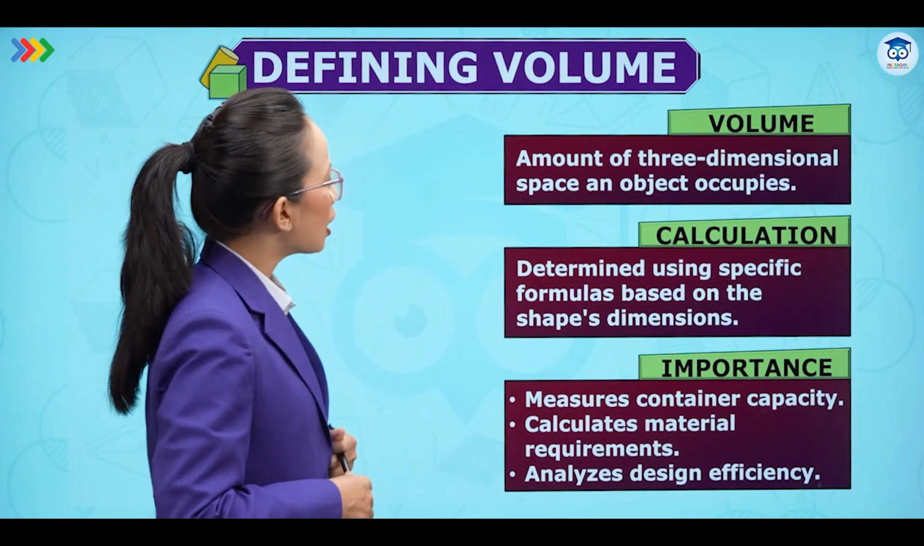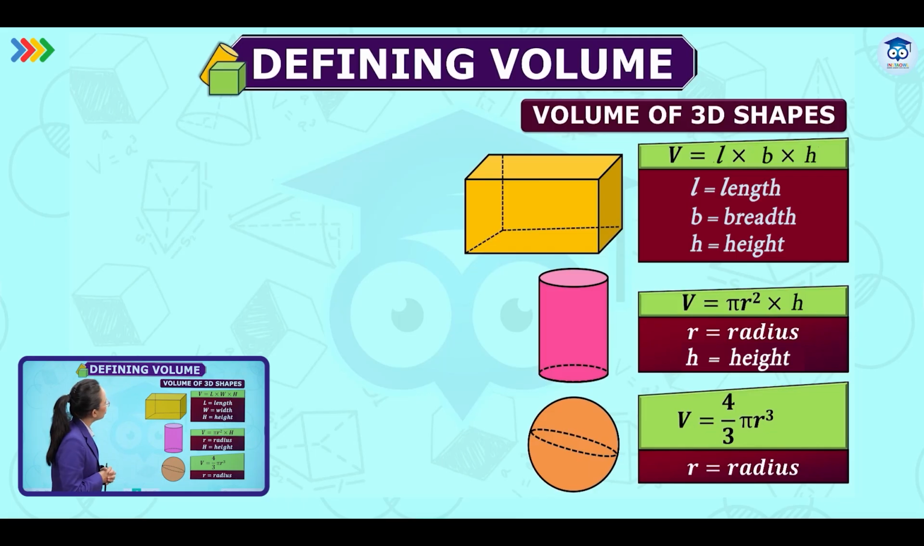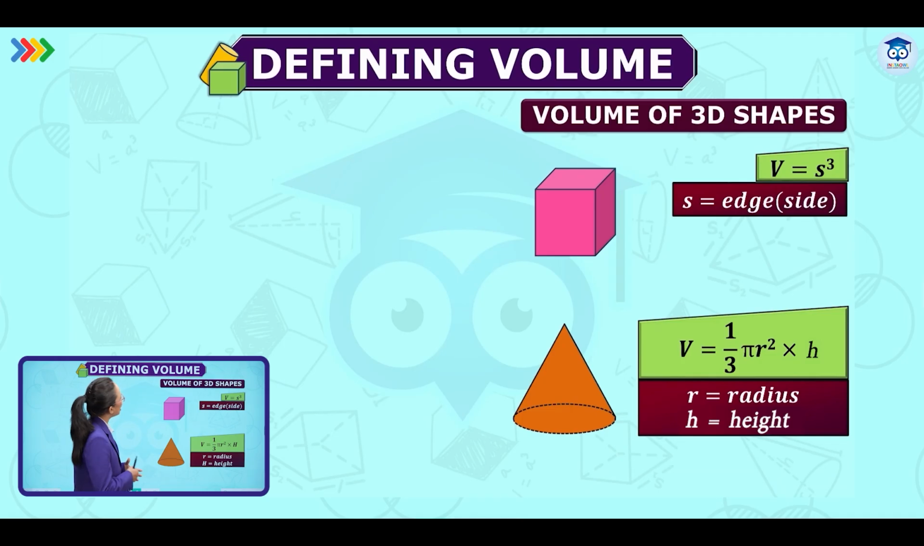Okay. Now we know the volume of a cuboid, that is length into breadth into height, right? We know the volume of a cylinder, which is pi r square into h. h is the height of the cylinder, r is the radius, and the volume of the sphere, which is 4/3 pi r cube. Now we have the volume of a cube, so that is nothing but side cube, or h cube you can define. And then volume of the cone, this is 1/3 pi r square into h, right?